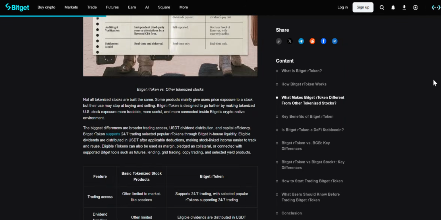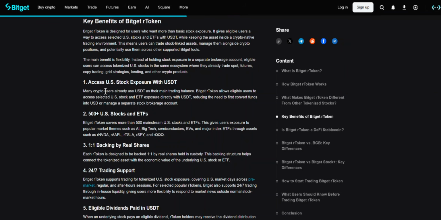So let's have a look at some of the key benefits. Okay, so the key benefits are accessing US stock exposure with USDT, 500 plus US stocks and ETFs, backed with real shares.